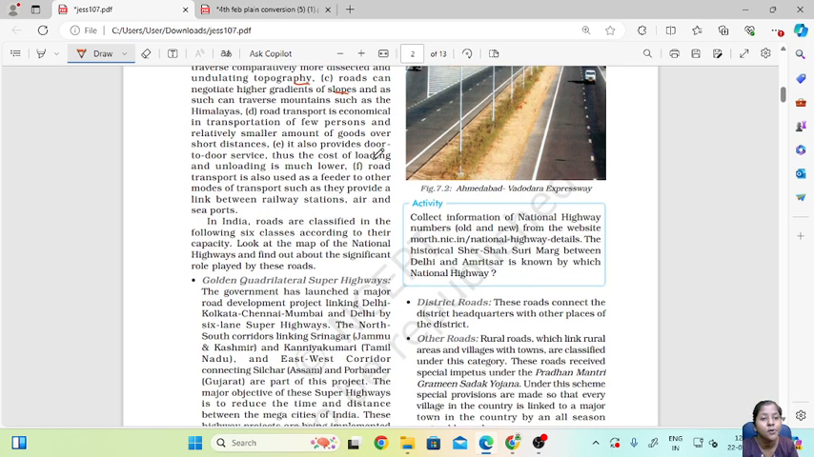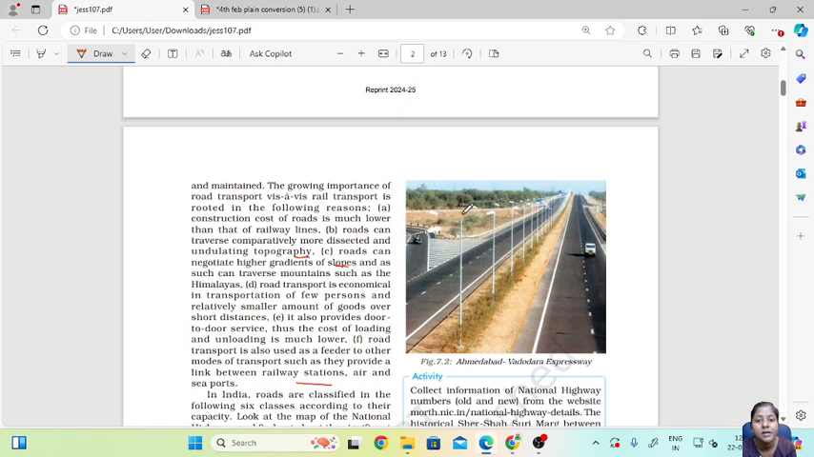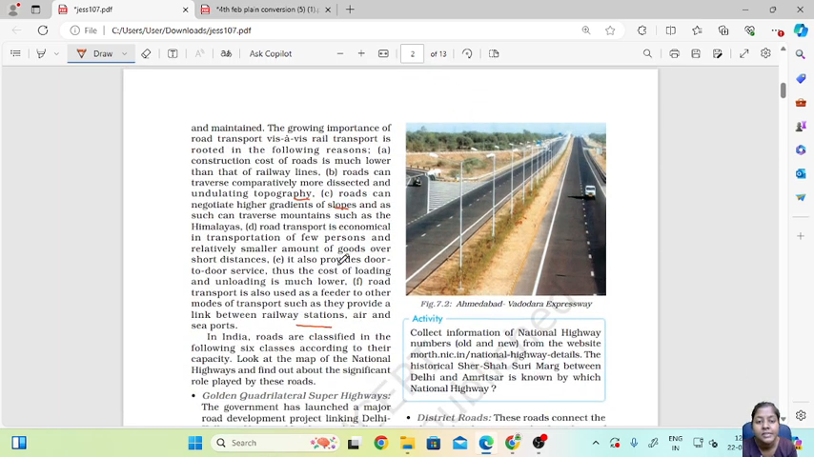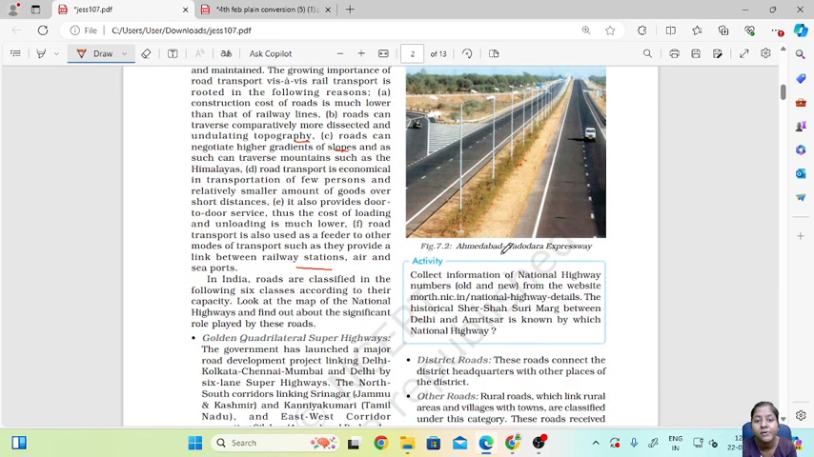Next, it also provides door-to-door service. Thus, the cost of loading and unloading is much lower with the help of roadways. Then, road transport is also used as a feeder to other modes of transport, as it provides a link between railway stations, air and seaports. Here, in this figure 7.2, they have mentioned the Ahmedabad Vadodara Expressway.